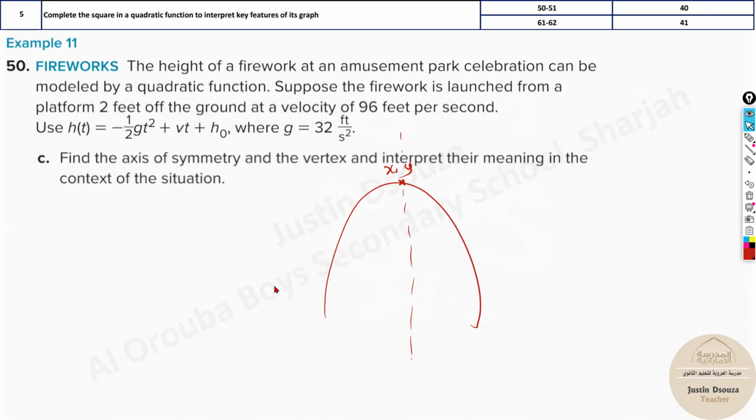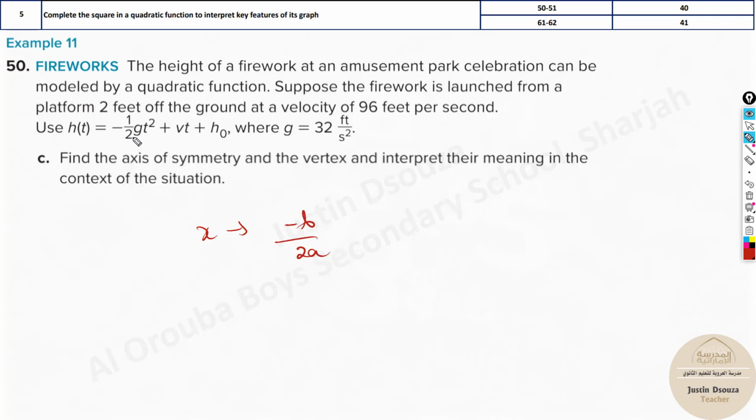This is the answer. 3 is the answer. But the other way, how do we find the x value of the vertex, the x coordinate, x axis of the vertex? We have done it in the previous problems. The formula is, x value of the vertex is given by minus b by 2a.